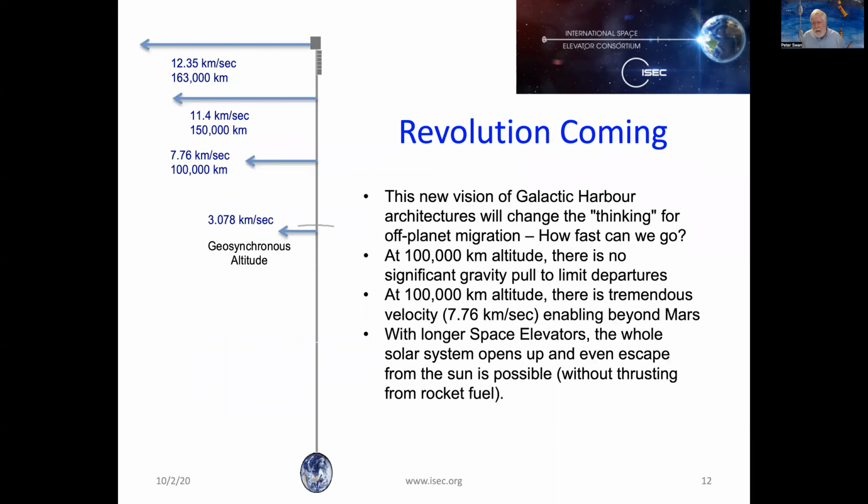The revolution is coming because we're going to also, in addition to moving stuff up, we're going to enhance them with velocity. So when they release, they're going tremendous velocities. We bring it up to geosynchronous and they're going fast enough to stay in that orbit right next to their location. In addition, you go higher and you can release at 100,000 kilometers where our current apex anchor is and go to Mars in 61 days, as short as 61 days. If you go all the way to the top, if you build a long space elevator, we can escape the solar system without rocket fuel.